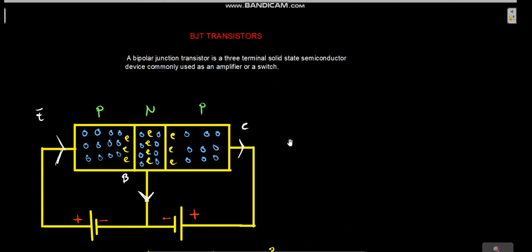Now let's look at the saturation mode of operation of the bipolar junction transistor. In this case, you are considering the PNP transistor here. So we are looking at the saturation mode of operation.